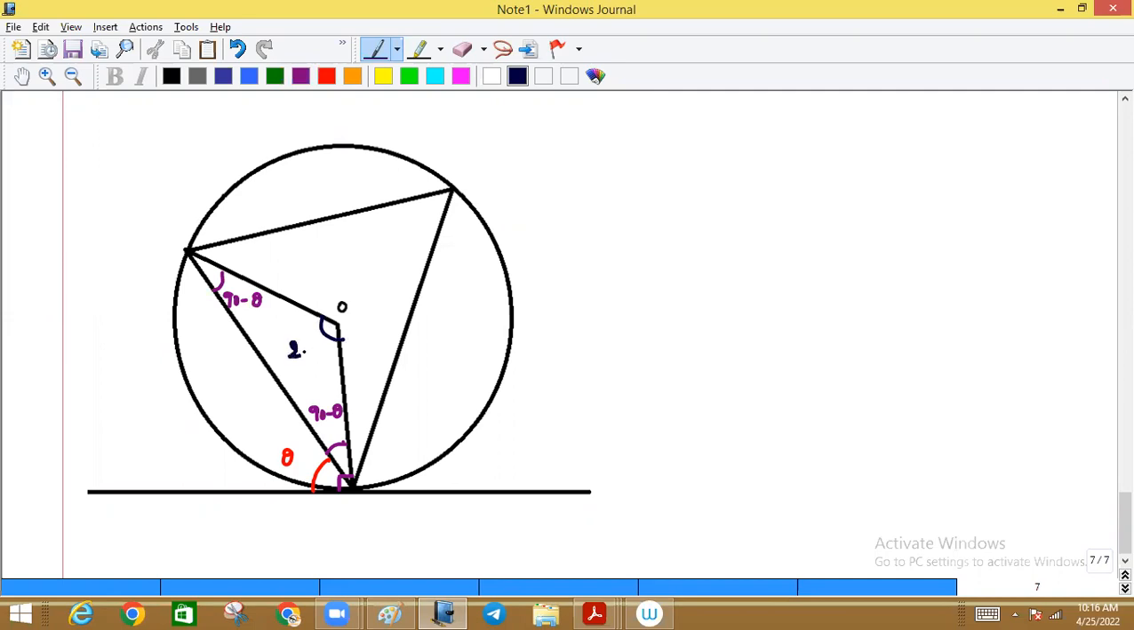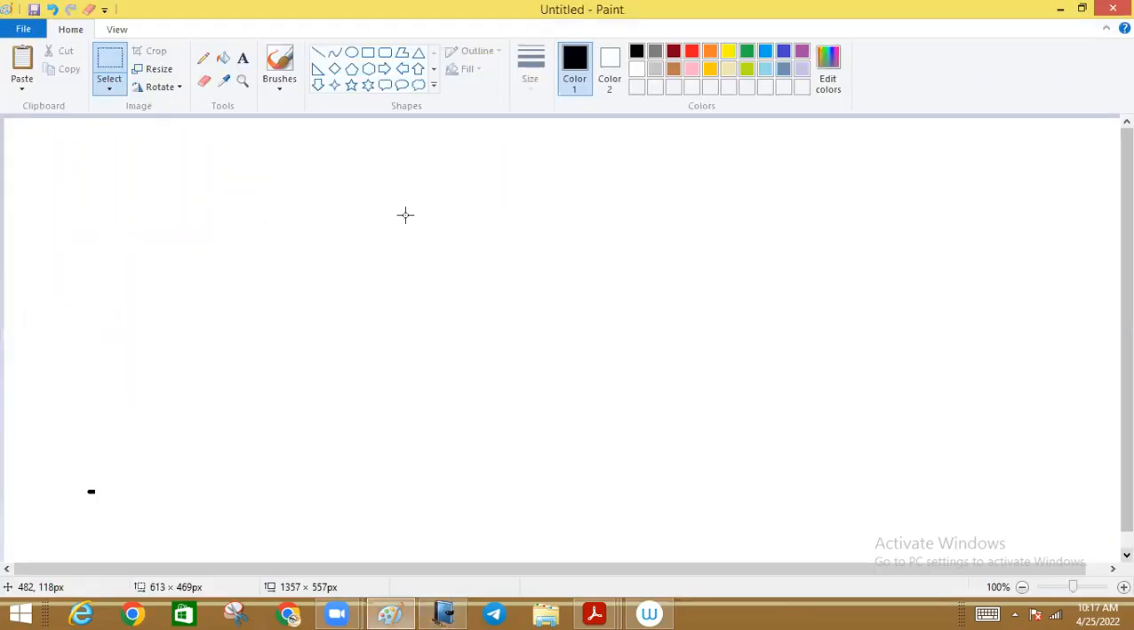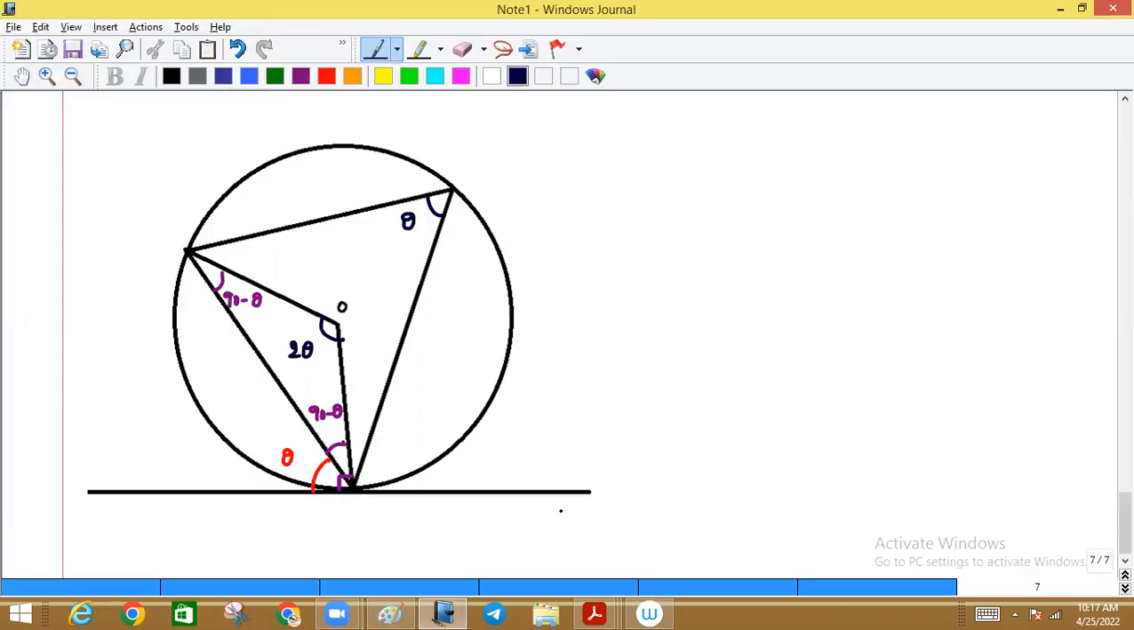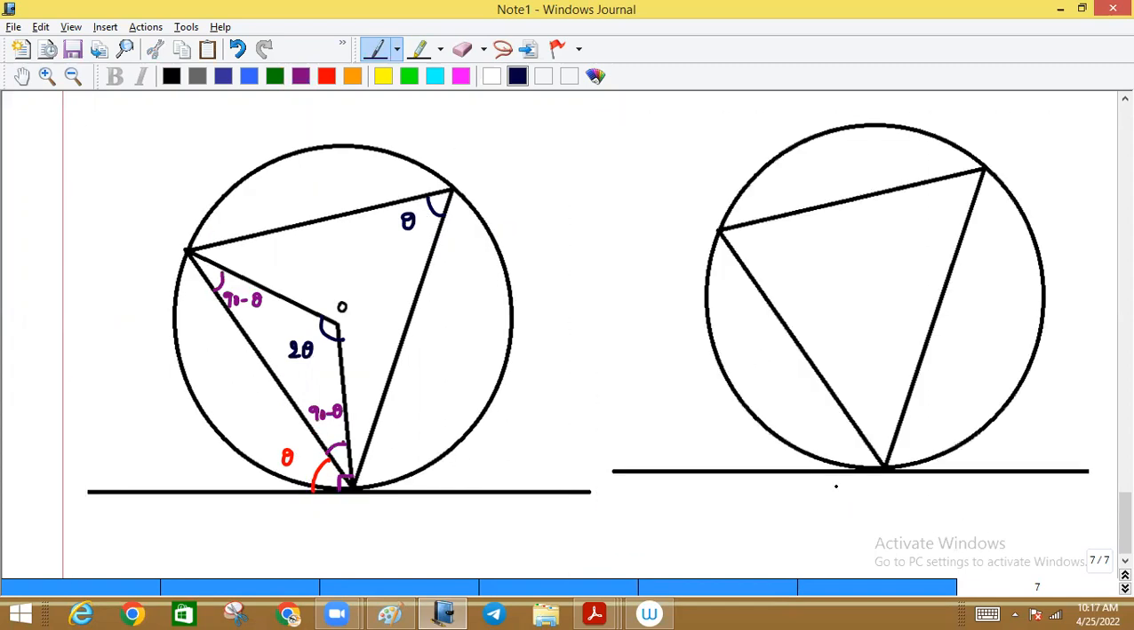What is it? 2 theta, because sum is 180. If it is 2 theta, then what about this? It's also theta. Understood? So to tell you simply, angles in the alternate segments are equal. If it is theta, this is also theta. If it is phi, now what about this? This is called alternate segment theorem.